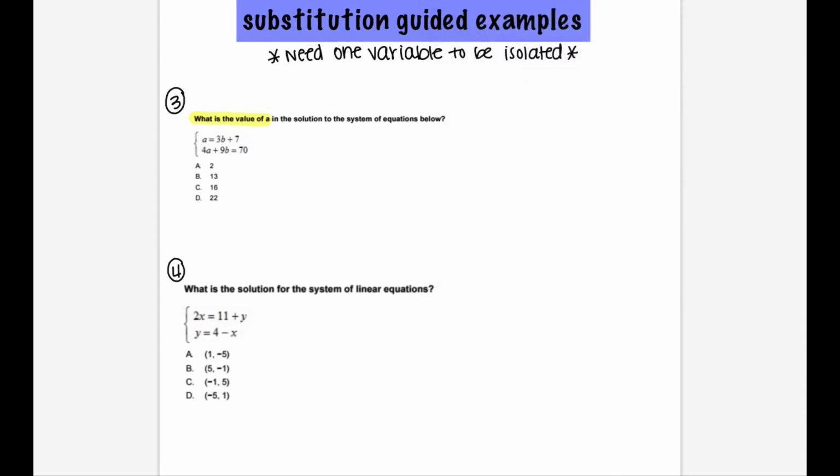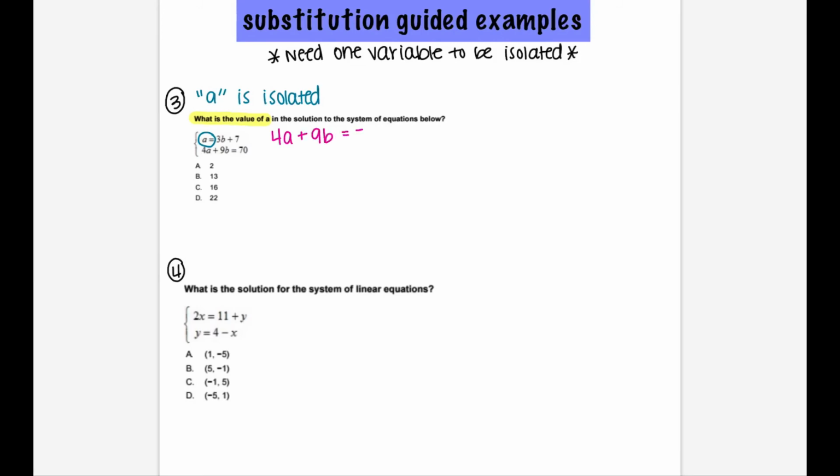All right, well first I need to check to see if I have a variable that is isolated. If I do, then I can use substitution. So I see I have a equals. That means I can use substitution because a is isolated. So wherever I see an a in the other equation, I can put 3b plus 7 in its place.